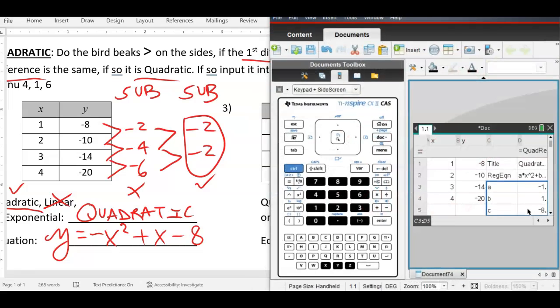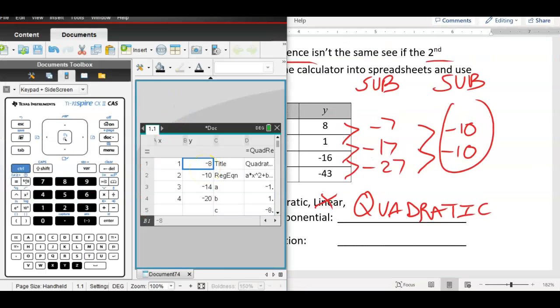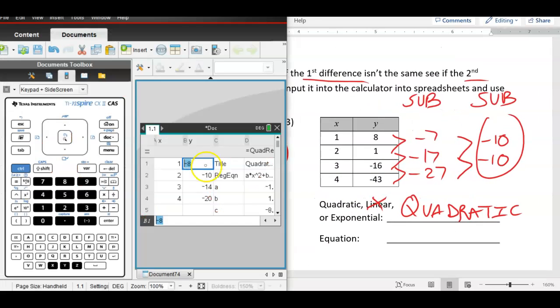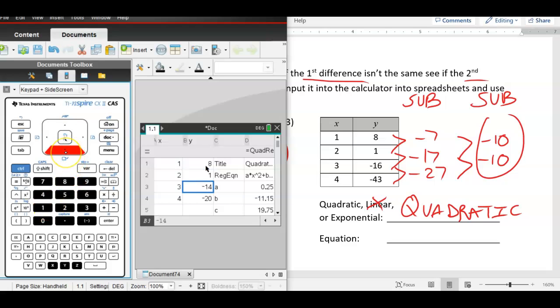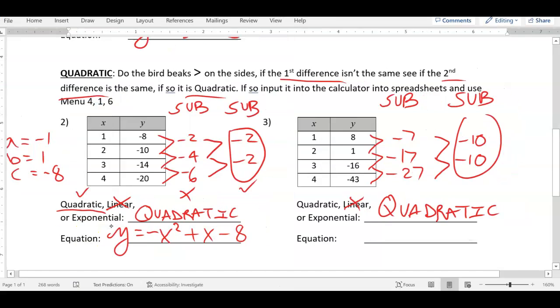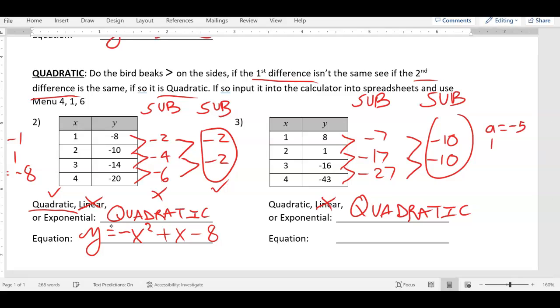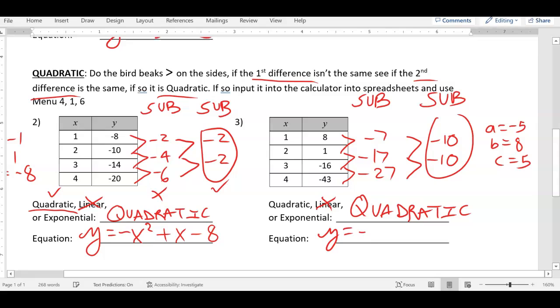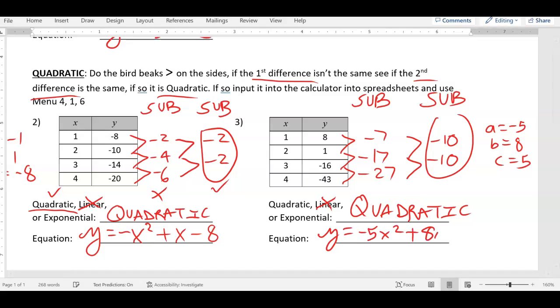And then I can use my calculator. Now, I'm just gonna type these in here. So I get A is negative 5, B is 8, C is 5. So I can write it. Y equals negative 5x squared plus 8x plus 5. Oh, squeaky chair. So, does everyone see how you can do quadratics?